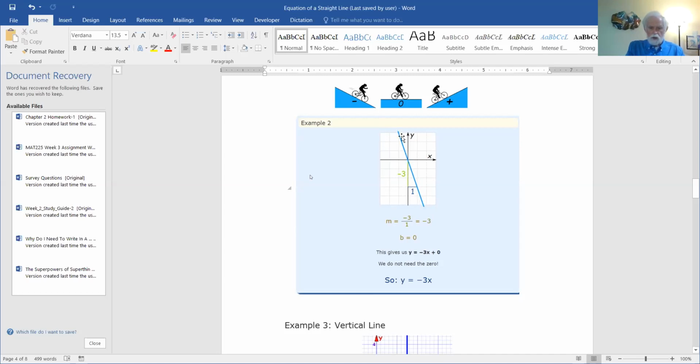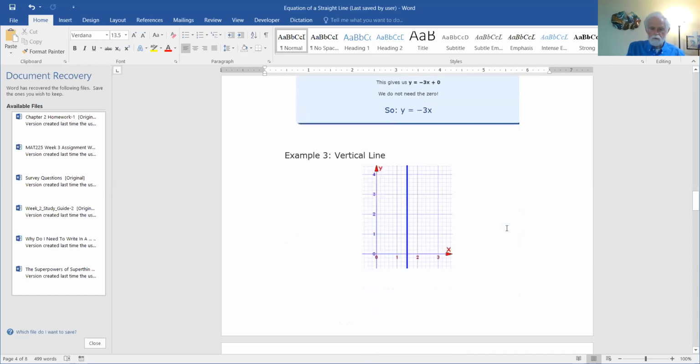If we look at the change in y and the change in x, change in y is -3, the change in x is 1. It goes through the origin, so b is 0. The y-intercept is 0. So the slope is -3 over 1, which is -3. So this equation is y equals -3x plus 0. Since we don't need the 0, it's y equals -3x. And we can calculate any other point on here.